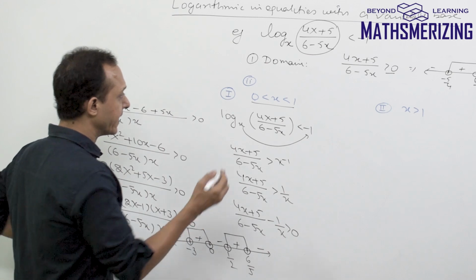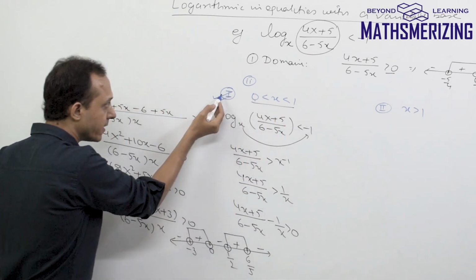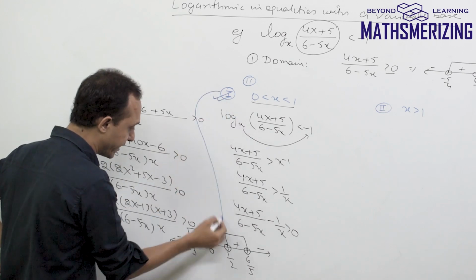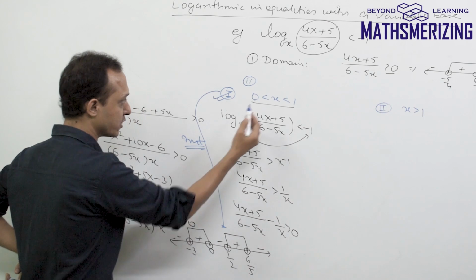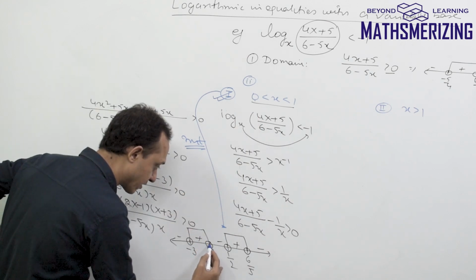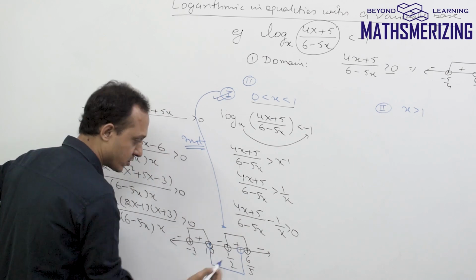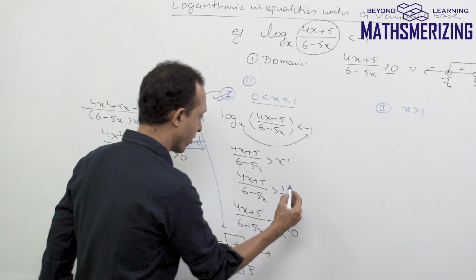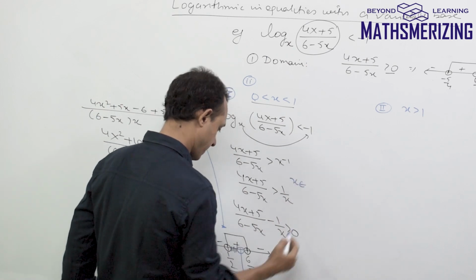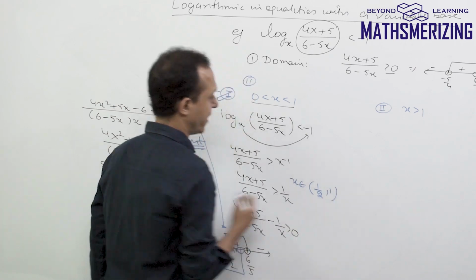Now this result, it has come with the condition, and the condition is x should lie between 0 and 1. So that means this result is only valid when this condition is true. So I need to take the intersection of these two conditions. So now the interval which is common to both is x belongs to 1 by 2 to 1.